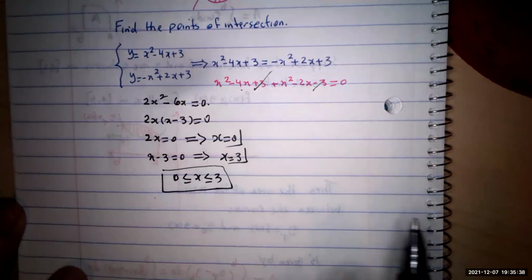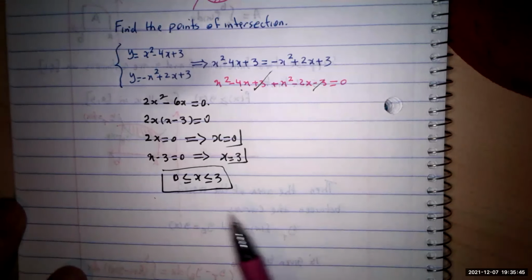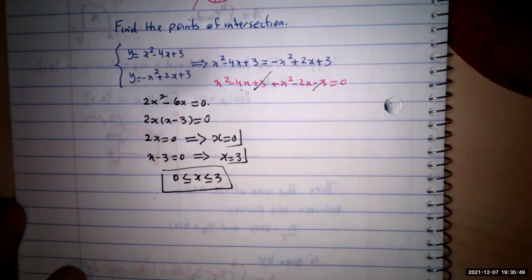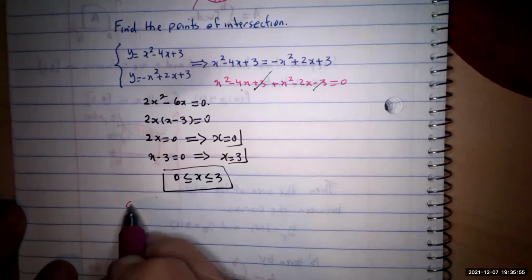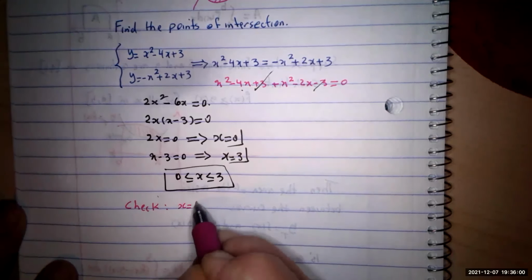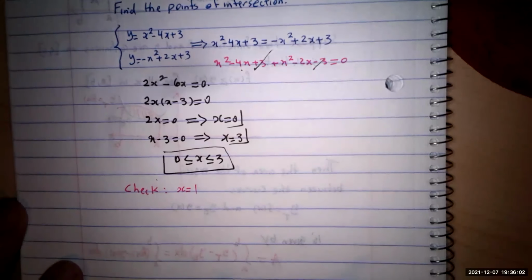Now, if you like, you can check to see which function is going to be on the top. To check it, you just pick one number between 0 and 3 to put into the functions. Then you will find out which y coordinate is going to be higher. So if you like, check a number, something like x equal to 1, in these two equations that you have.